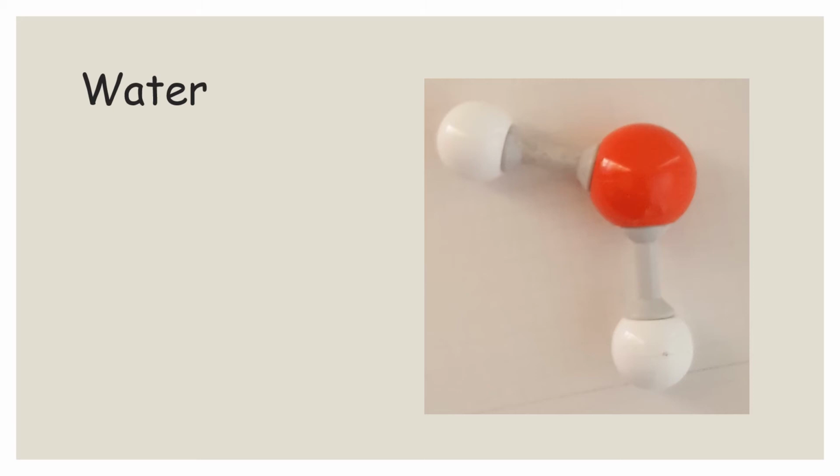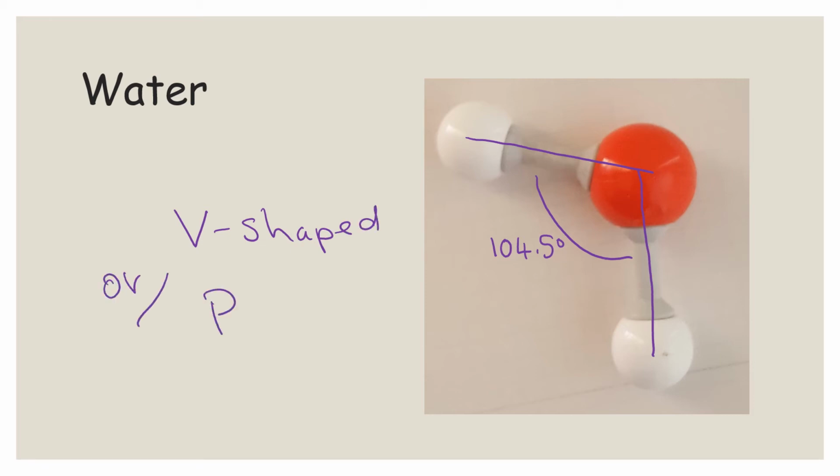However, when describing the molecular geometry, we don't describe where the lone pairs are. We describe the angles between the atoms. In this particular case, the angle is 104.5 degrees. It is less than the tetrahedral because those 2 lone pairs exert a stronger repulsive force and squash them closer together. You can see that this particular shape is V-shaped, and you can definitely see the V, or we call it bent.